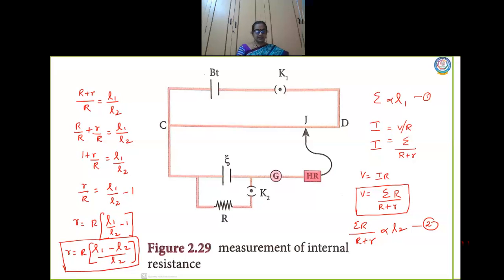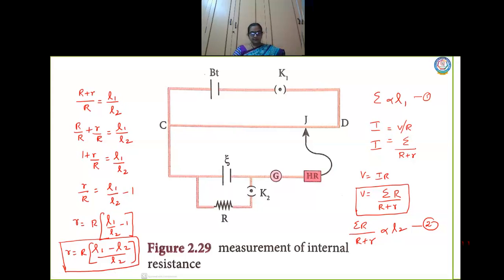The experiment can be repeated for different values of R. It is found that the internal resistance of the cell is not constant but increases with increase of external resistance connected across its terminals. So when you increase the value of the external resistance connected here, the internal resistance of the cell will increase. So this is about the potentiometer, children.